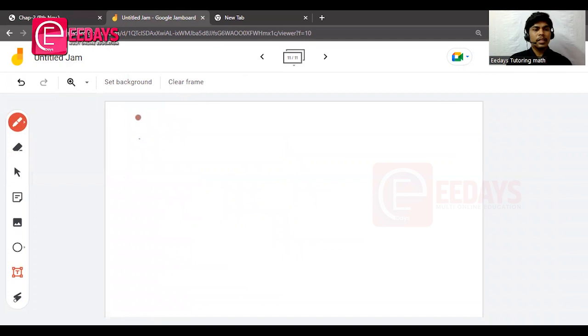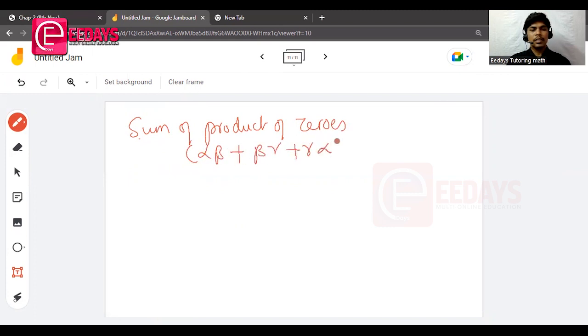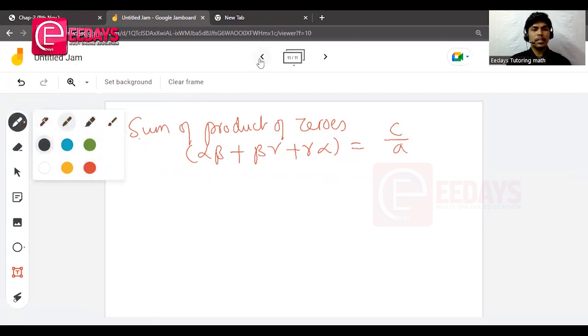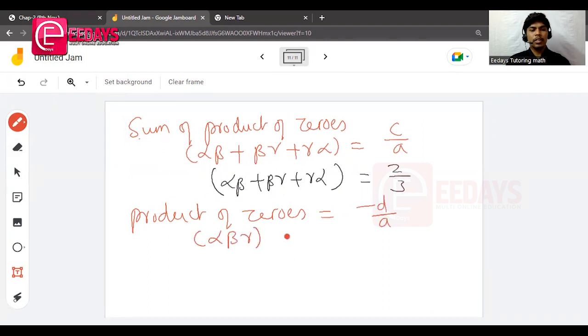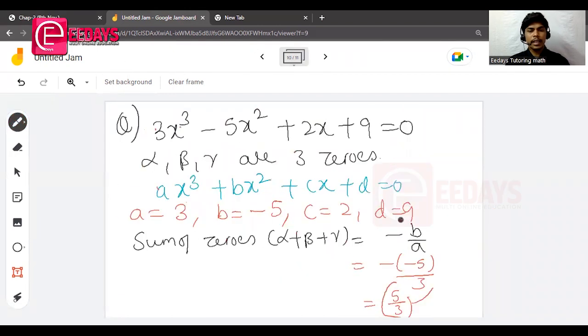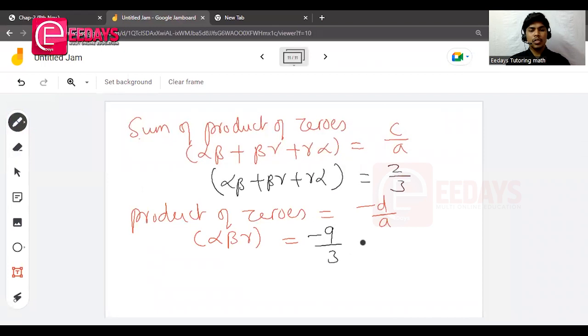Similarly, you can find the sum of products of zeros. Alpha beta plus beta gamma plus gamma alpha is equal to c by a. Here c is 2 and a is 3, so we got 2 by 3. The third one is the product of zeros, that is minus d by a. Alpha into beta into gamma is equal to minus d by a. Here d is 9 and a is 3, so minus 9 by 3. After cancellation, you get minus 3. So you find it like this.